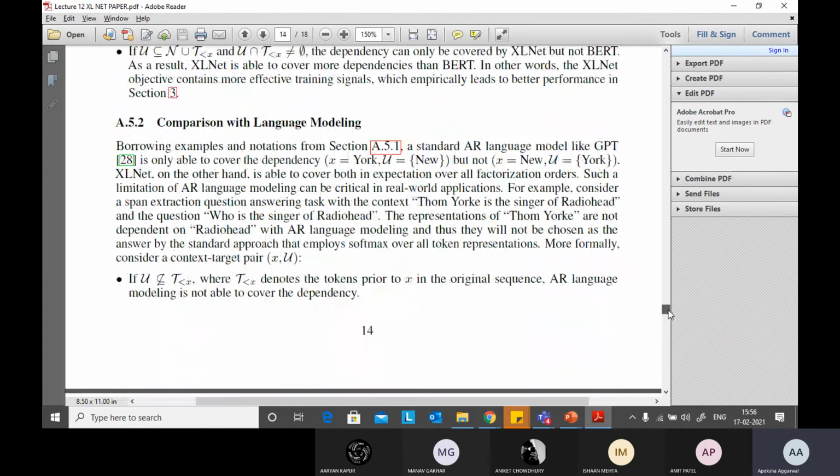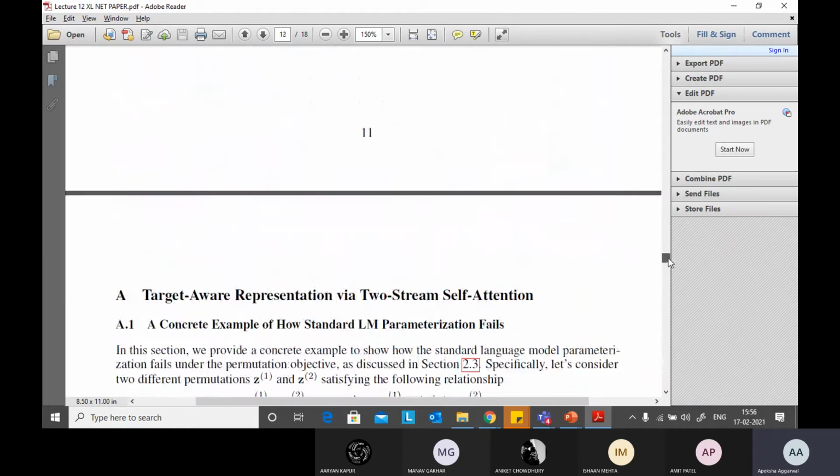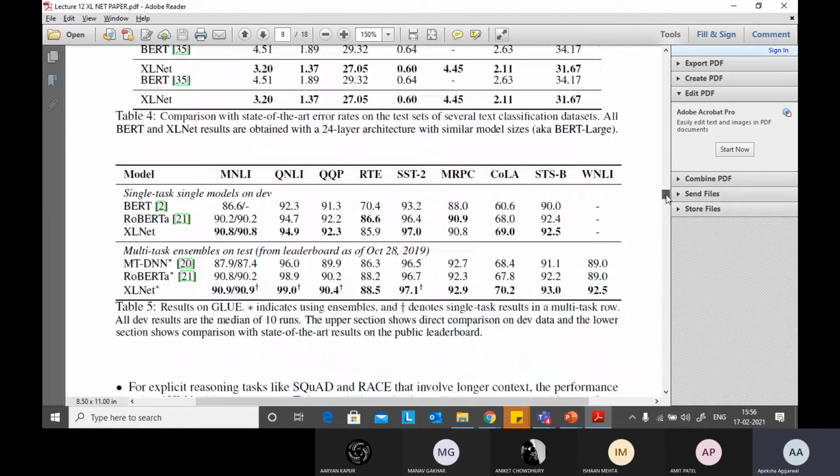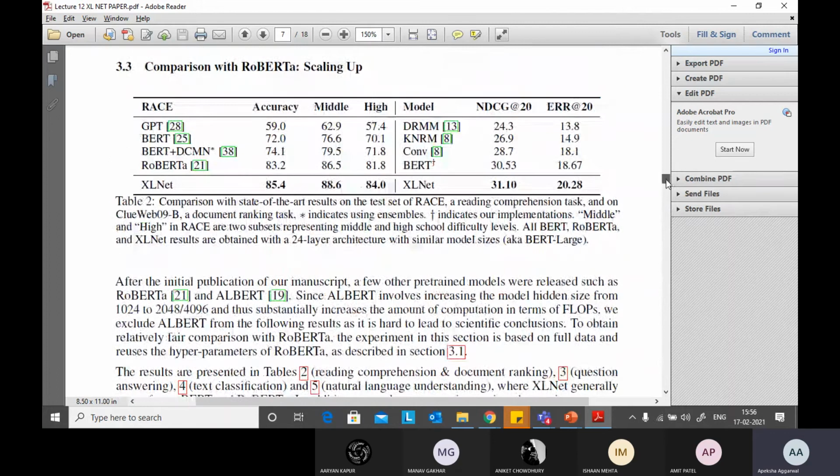Now let's have a look at whether they have given this. So this is clear up till here. Any doubts?